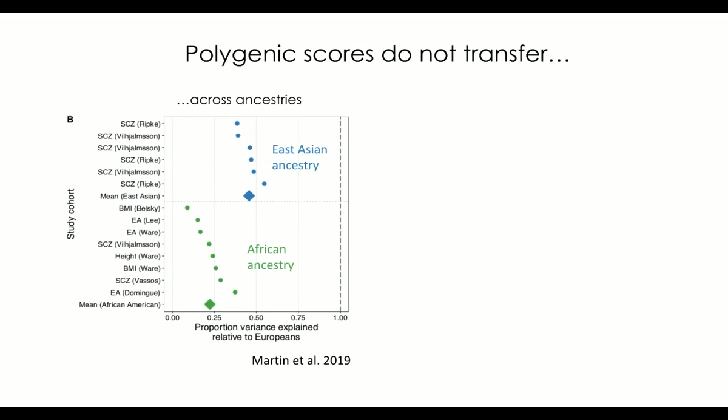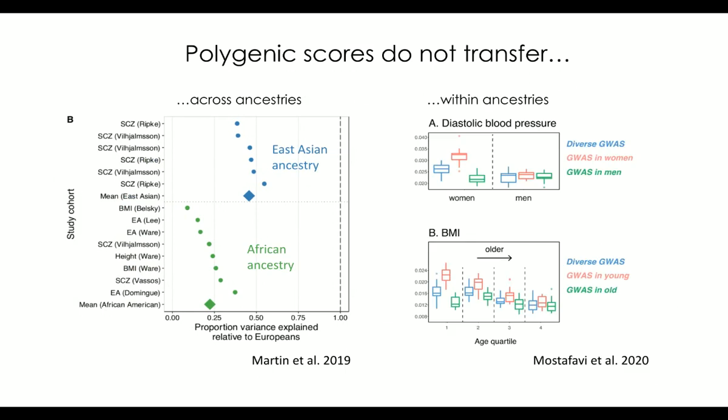For example, about half in East Asian populations and about 3/4 in African ancestry populations, specifically African Americans. But actually, an even more worrying problem is that sometimes polygenic scores don't even transfer within ancestries. In this somewhat alarming paper by Mostafavi et al., they show that if you conduct a GWAS in a sub-cohort of UK Biobank, and then try and predict in another sub-cohort, and they stratify those cohorts in different ways, you can actually lose a substantial amount of predictive power.